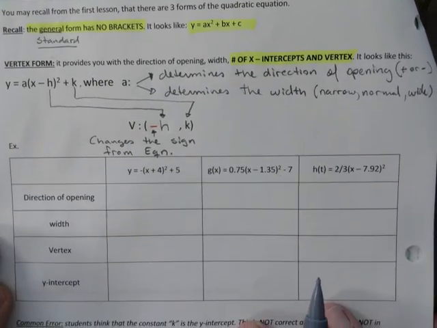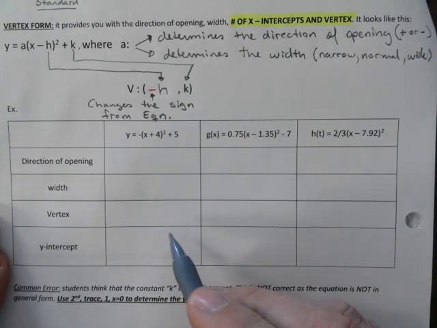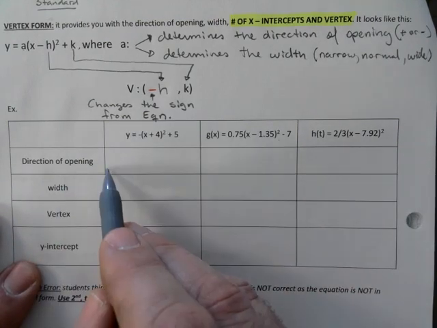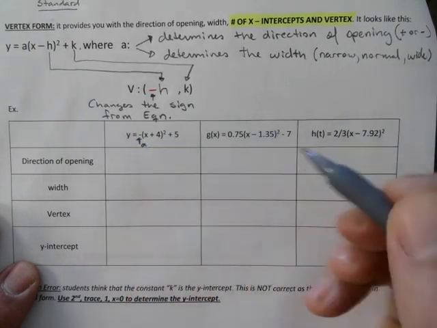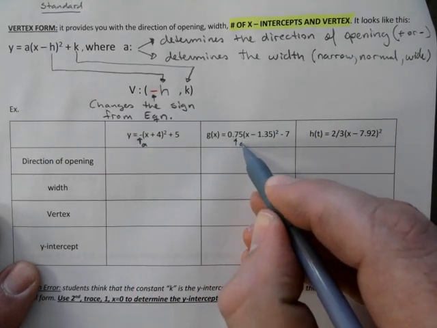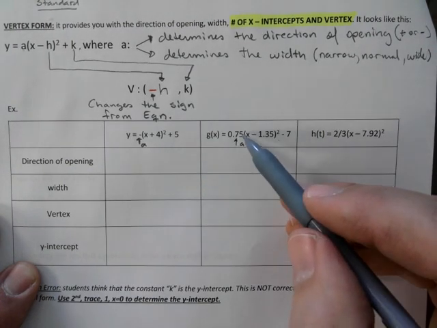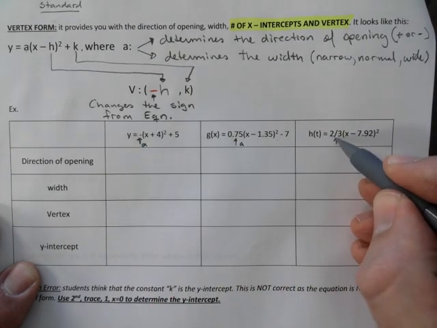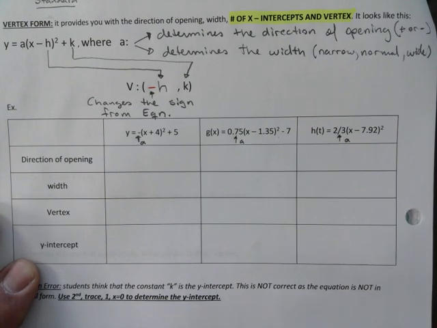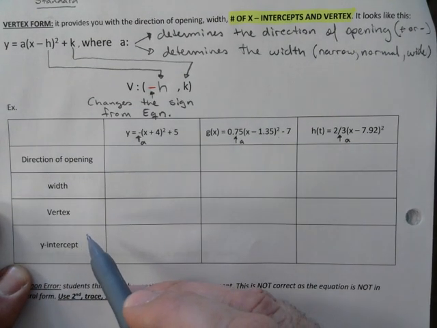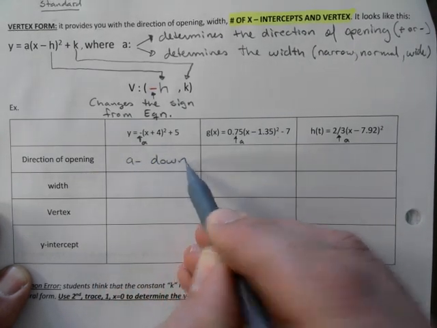So here we go. How does it tell me the number of x-intercepts? Just wait, okay? But the direction of opening, that's A right there. This one doesn't have B, C. This one only has the A as part of the equation. So that's what we look at for the first two things. So the direction of opening, A is negative, so this will be going down.